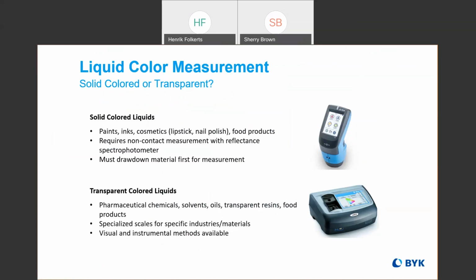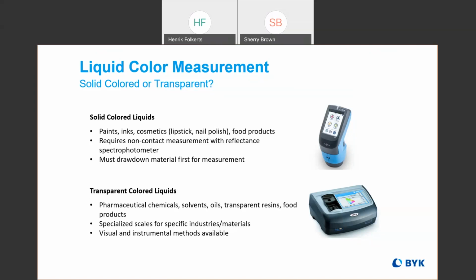So liquid color measurement, you could say it falls essentially into two categories: solid colors, which are essentially liquids that are more or less opaque that you can't see through, and transparent liquids. So for solid colored liquids, this might include things like paints, inks, particularly cosmetics. It's desirable to evaluate cosmetics in a liquid state, things like lipsticks and nail polishes. And even food products. I've gotten some requests over the years to evaluate the color of liquid food products.